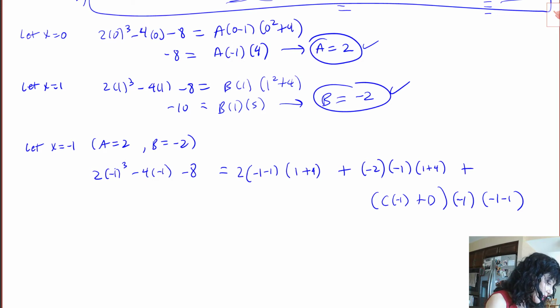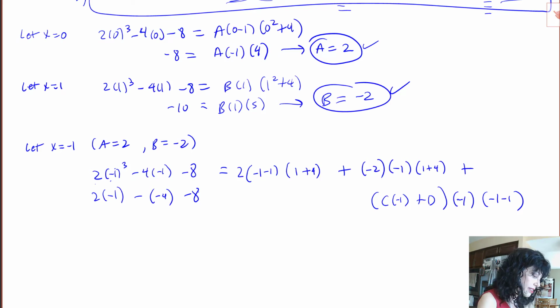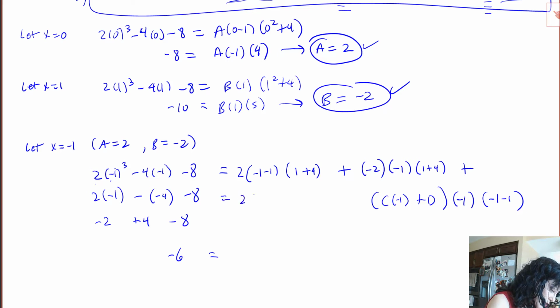So on the left-hand side, what do we have here? We have 2 times -1 cubed, but that's 2 times -1, and then minus 4 times -1, so we have minus -4 minus 8. So what does that give us on the left? We have -2 plus 4 minus 8. So that looks like we have 2 minus 8, which is -6. So on the left we have -6. That's equal to, on the right-hand side, we have 2 times -2 times 1 plus 4, which is 5. So that looks like we have -4 times 5, or -20.